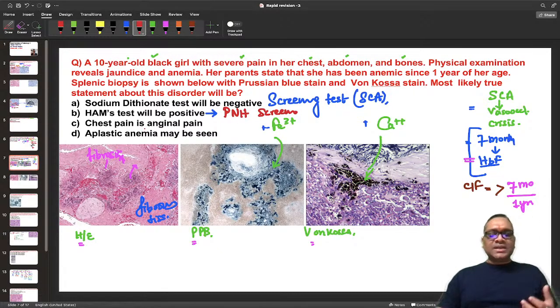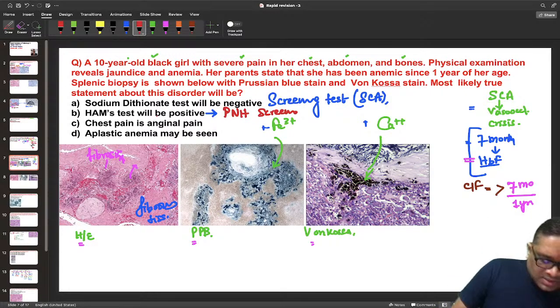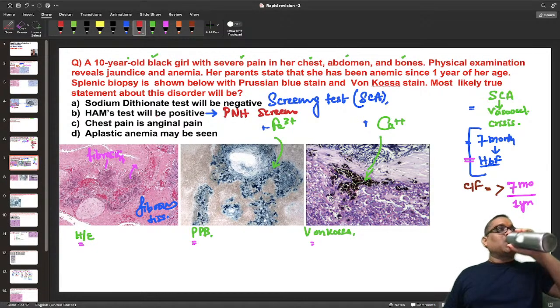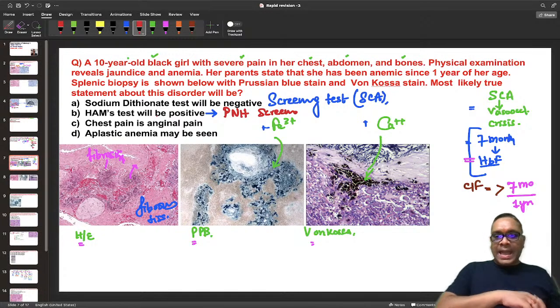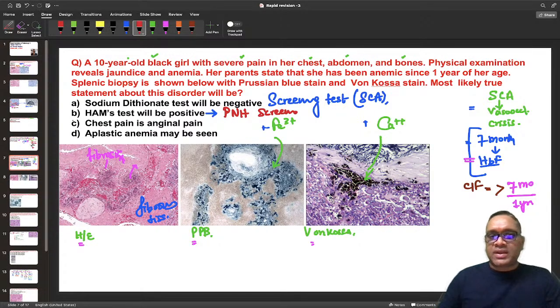Chest pain is anginal pain. See, in sickle cell anemia, acute chest syndrome will be there, but that pain will not be radiating. Angina pain will be radiating. Here chest pain is not radiating in case of sickle cell anemia. So that is why this is a false statement.